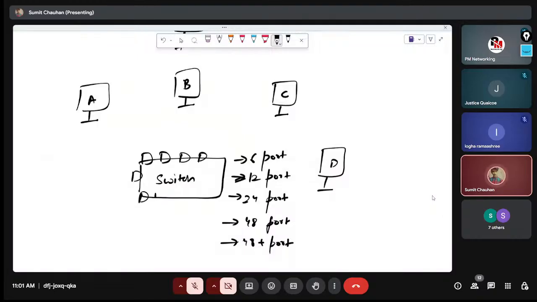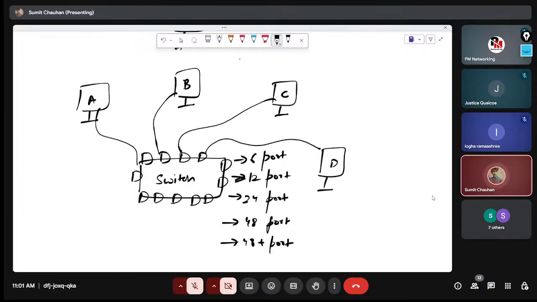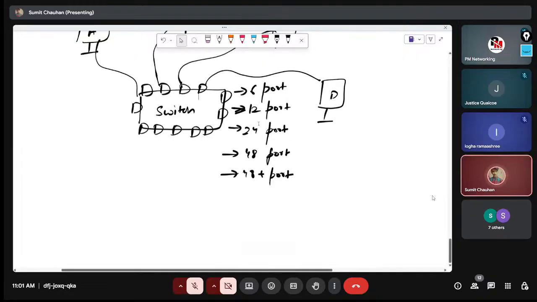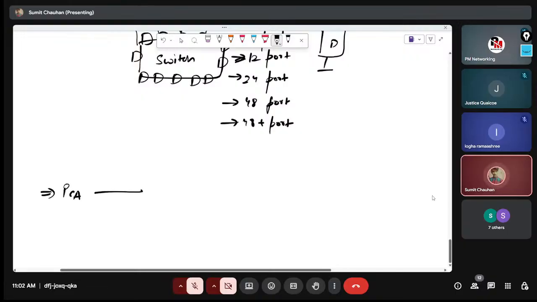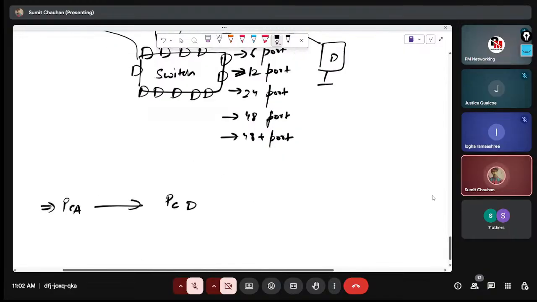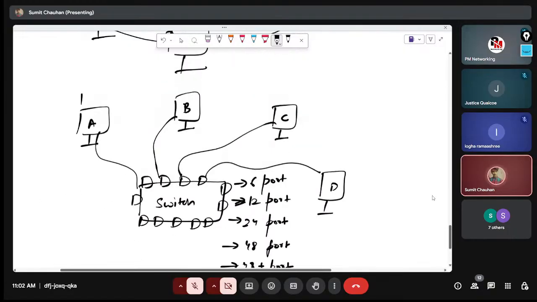Then we are connecting PC A, B, C, D one by one to the switch. After these devices are connected in the network, according to their requirement, they can share data. Right now PC A wants to send data to PC D. Let's suppose the data can be anything, an image that PC A wants to send. That data will be sent as electrical pulses and received by this particular port that I'm highlighting, through which PC A is connected to the switch.